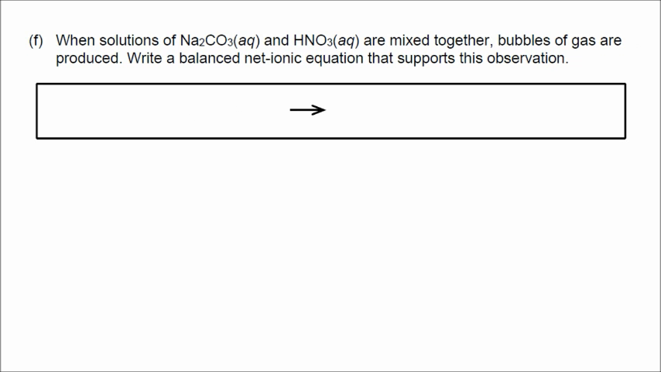All right, in part F, why would bubbles of gas be produced when sodium carbonate is mixed with a strong acid like nitric acid? Well, the carbonate reacts with the H+ ions in the acid to produce hydrogen carbonate, which breaks down rapidly into water and CO2.